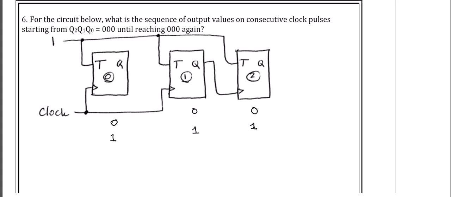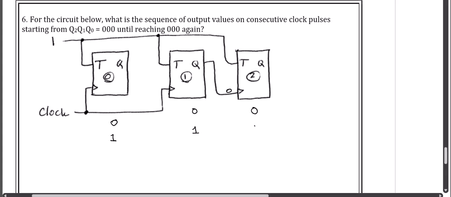Except I need to be careful because look at this last one. It's got something weird going on. So let's take a look at what it has going on. It has as its input into the clock the output of the previous flip-flop. So this one was 0, and so its clock is 0. What does a T flip-flop do when the clock is 0? Stays the same. So we'd have that.